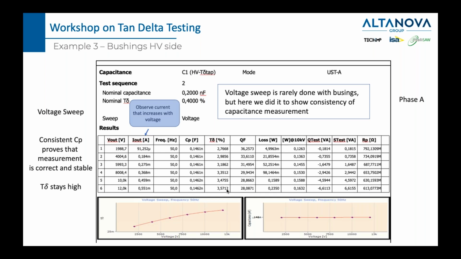But then we did the frequency sweep. So after the voltage sweep, and what is a voltage sweep? A voltage sweep means that we will do a test at 2 kilovolts, 4 kilovolt, 6 kilovolt, 8, 10, and 12. The capacitance should stay the same. Tan delta ideally would change a little bit, but this time it changed more.